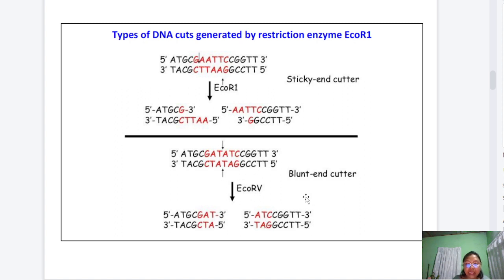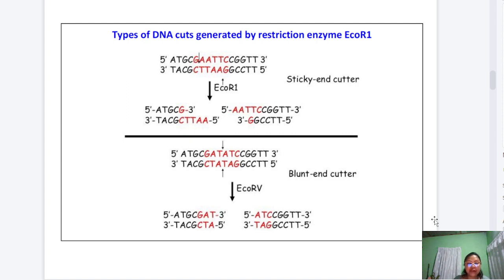Whereas if you look at the blunt end, here the example of EcoRV, it recognizes a target sequence in the same way, but the cut is at a different position. The cut is between T A and A T on both strands, and you can see there are no overhangs of the strand of the fragment, and it is completely blunt.